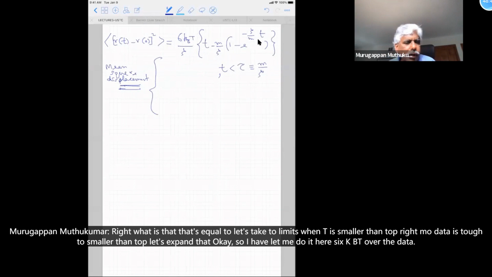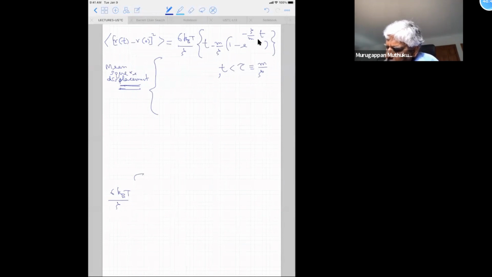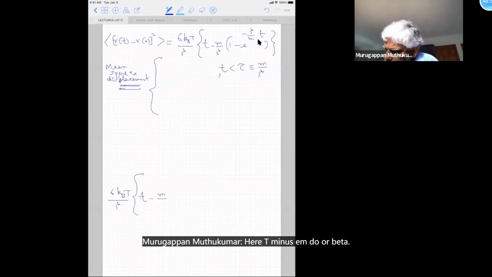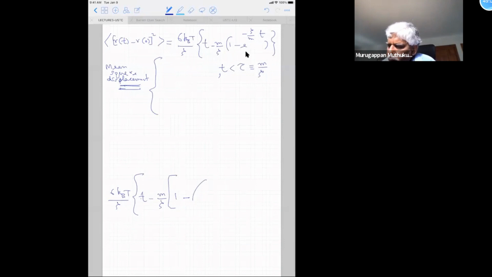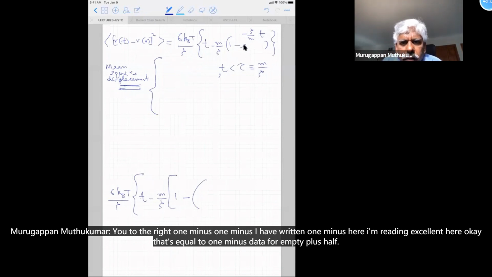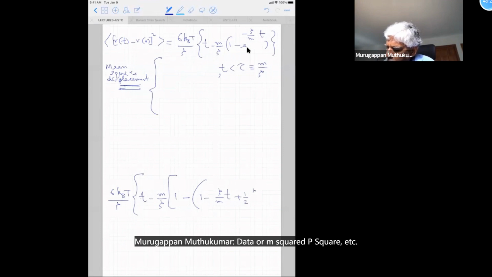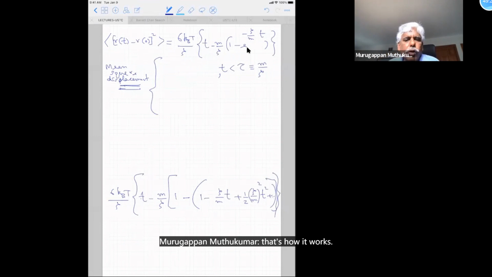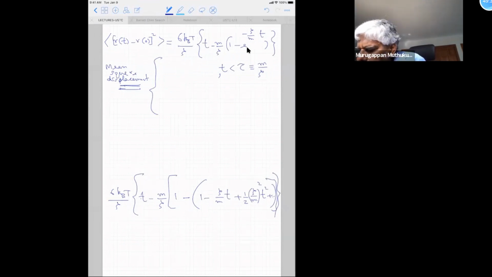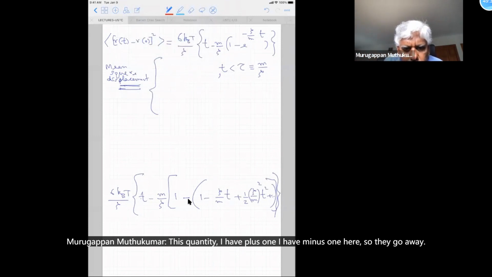Let's expand that. Okay, so I have 6 kBT over zeta, here t minus m divided by zeta, 1 minus, let's expand that exponential, e to the minus. I have written 1 minus here, I'm writing the exponential here. That's equal to 1 minus zeta over m t plus half zeta over m squared t squared, etc. That's the way it works. Okay, now let's see this quantity. I have plus 1, I have minus 1 here.